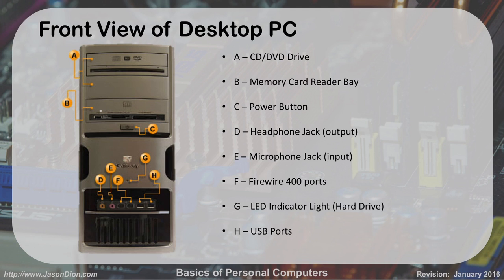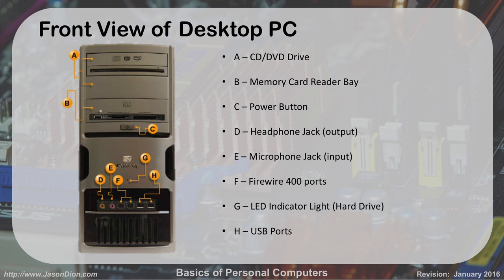So here is just a front view of a desktop computer. Probably looks pretty similar to the computer you have at home. Maybe not. It's more of a business style machine, but same idea. This is an old Gateway computer. You can see we have our CD DVD drive here at the top. Going down to B, we have a memory card reader bay where we can actually put in cards from our digital cameras. We have our power button at C.